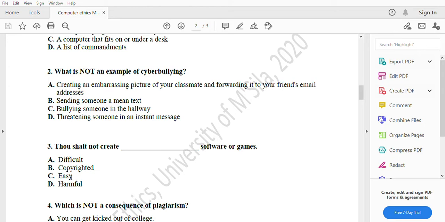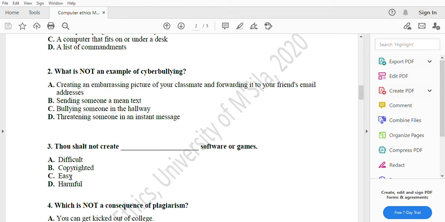When we say commandments in computer ethics, we think of Old English, and in Old English, "you" was written this way, THOU. In New English, we write it with YOU. So, you should not create blank software or games.